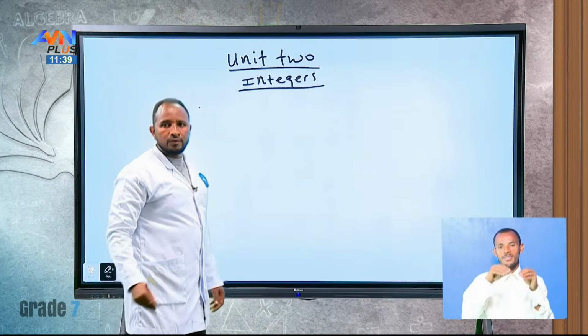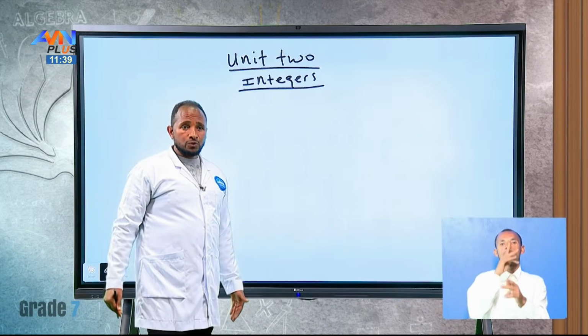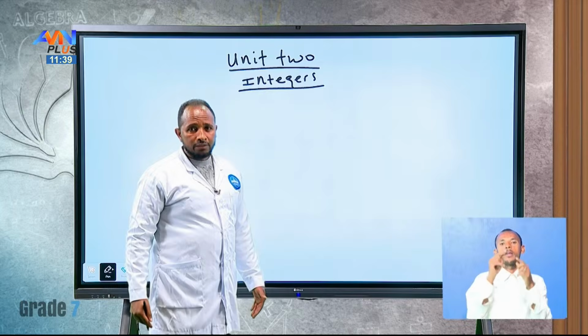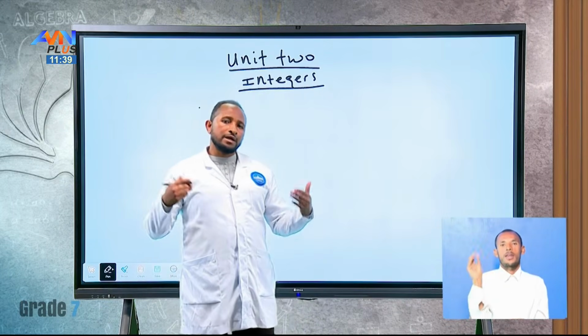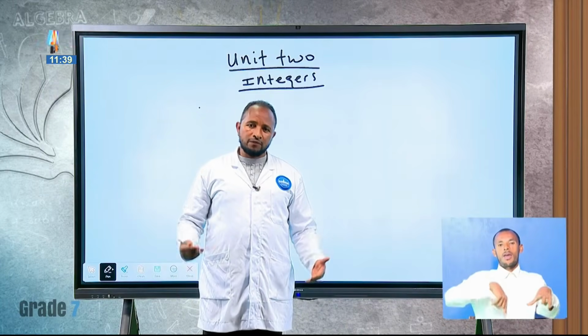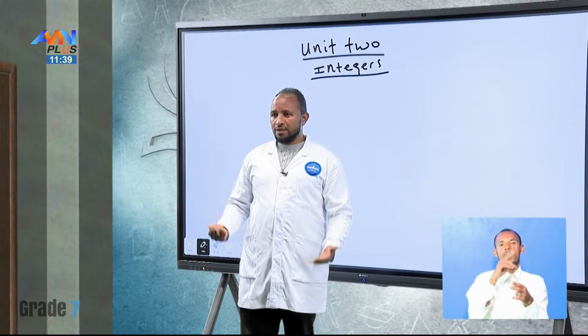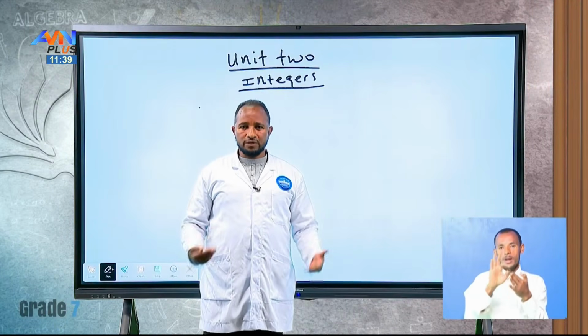Students, after this lesson, you are expected to define set of integers and indicate the set of integers on number line. And finally, you are expected to relate natural number, whole number, and set of integer.